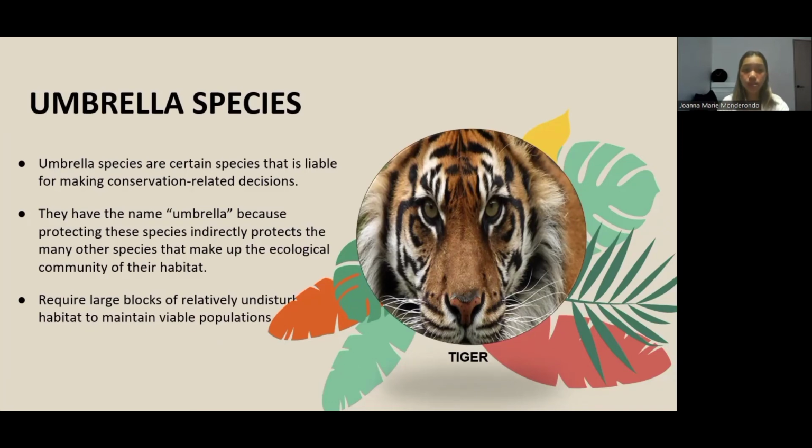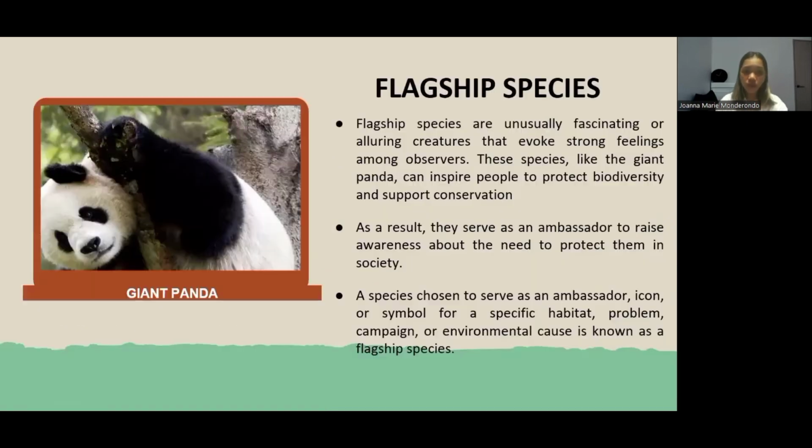So for example is the tiger. The tiger is an umbrella species because they protect other animals sa ilahang habitat such as mga bear, mga leopards, mga fox. They protect those species. So that is why they are important in making conservation-related decisions. Kaya if wala sila, mawala po tong other species such as those leopard and fox, kaya wala na mo protect from them. So last is the flagship species.